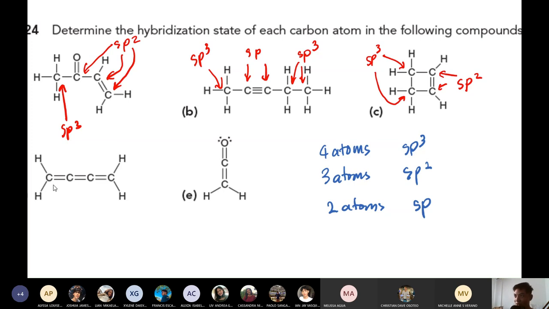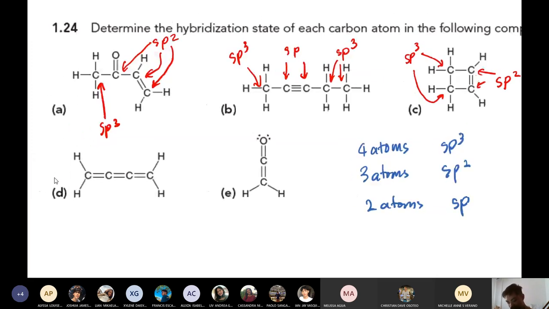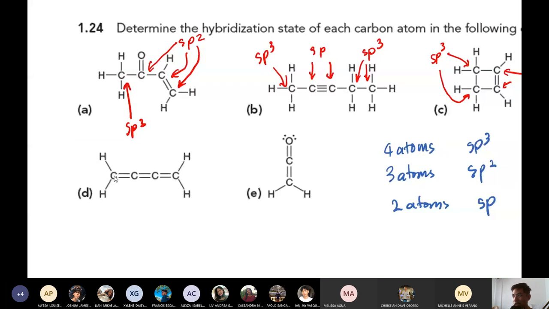Okay. So ito naman. So letter D tayo. Itong carbon na yan, that carbon is sp2 hybridized kasi may tatlong atoms around it, no? And may isa siyang pi bond doon. So sp2 hybridized yan. How about these two carbons here?